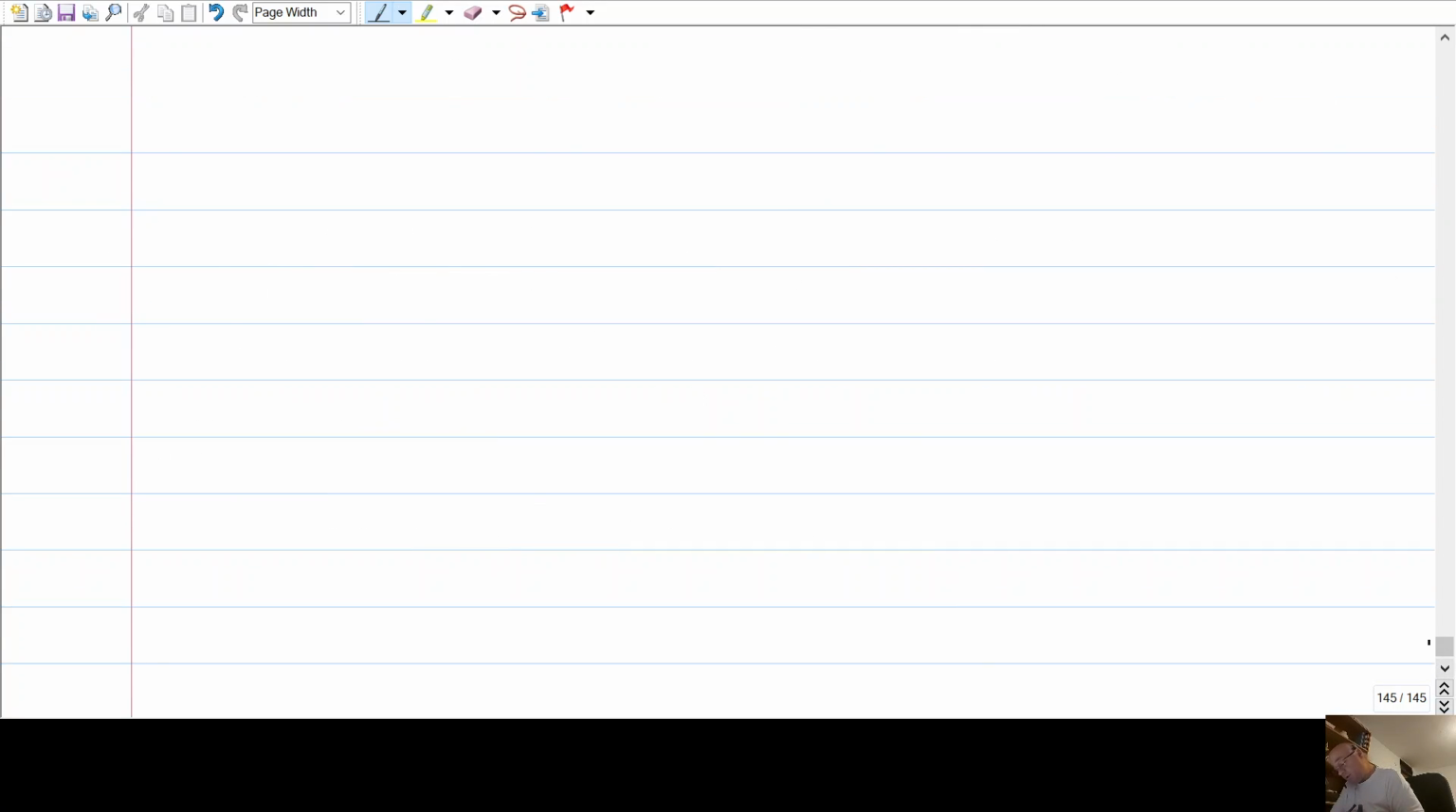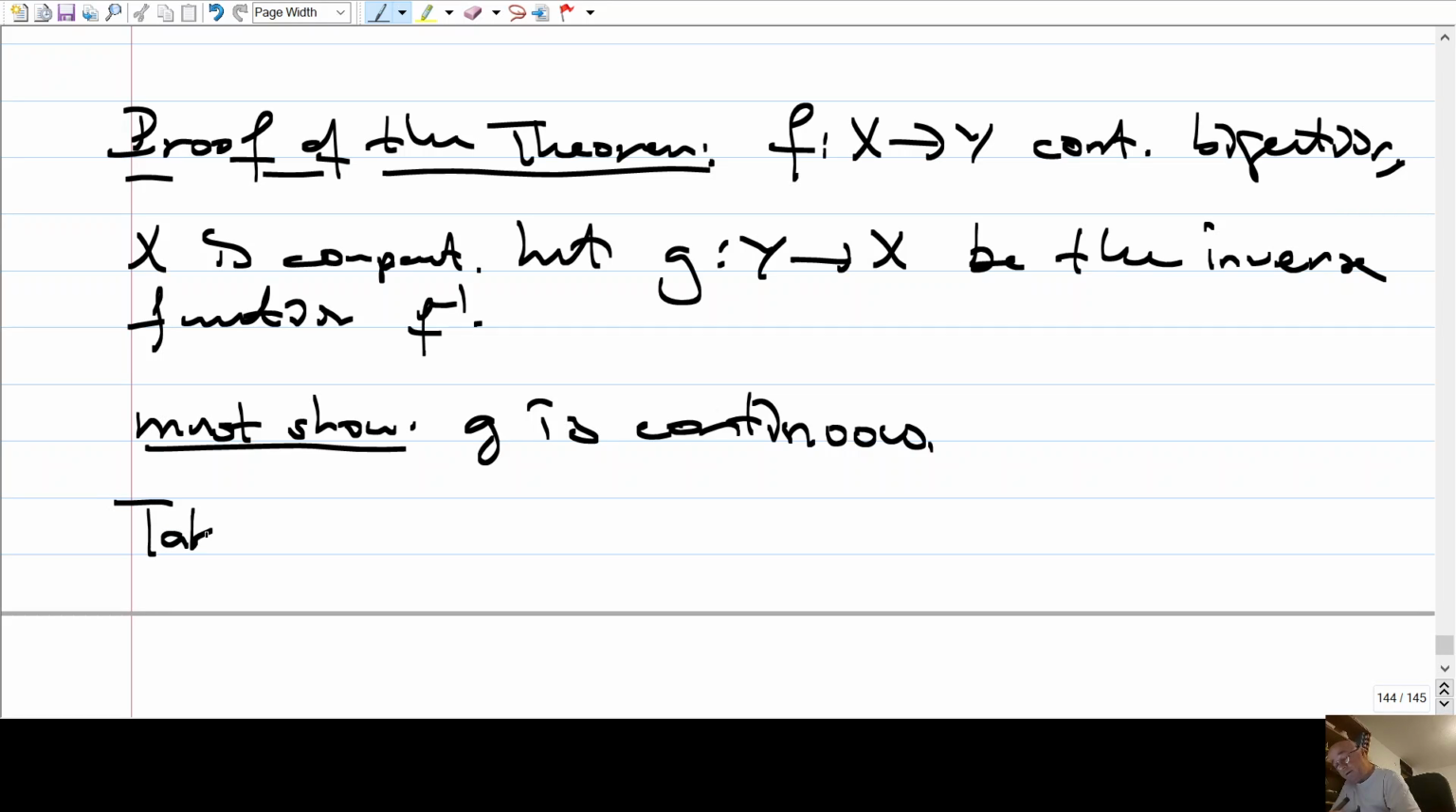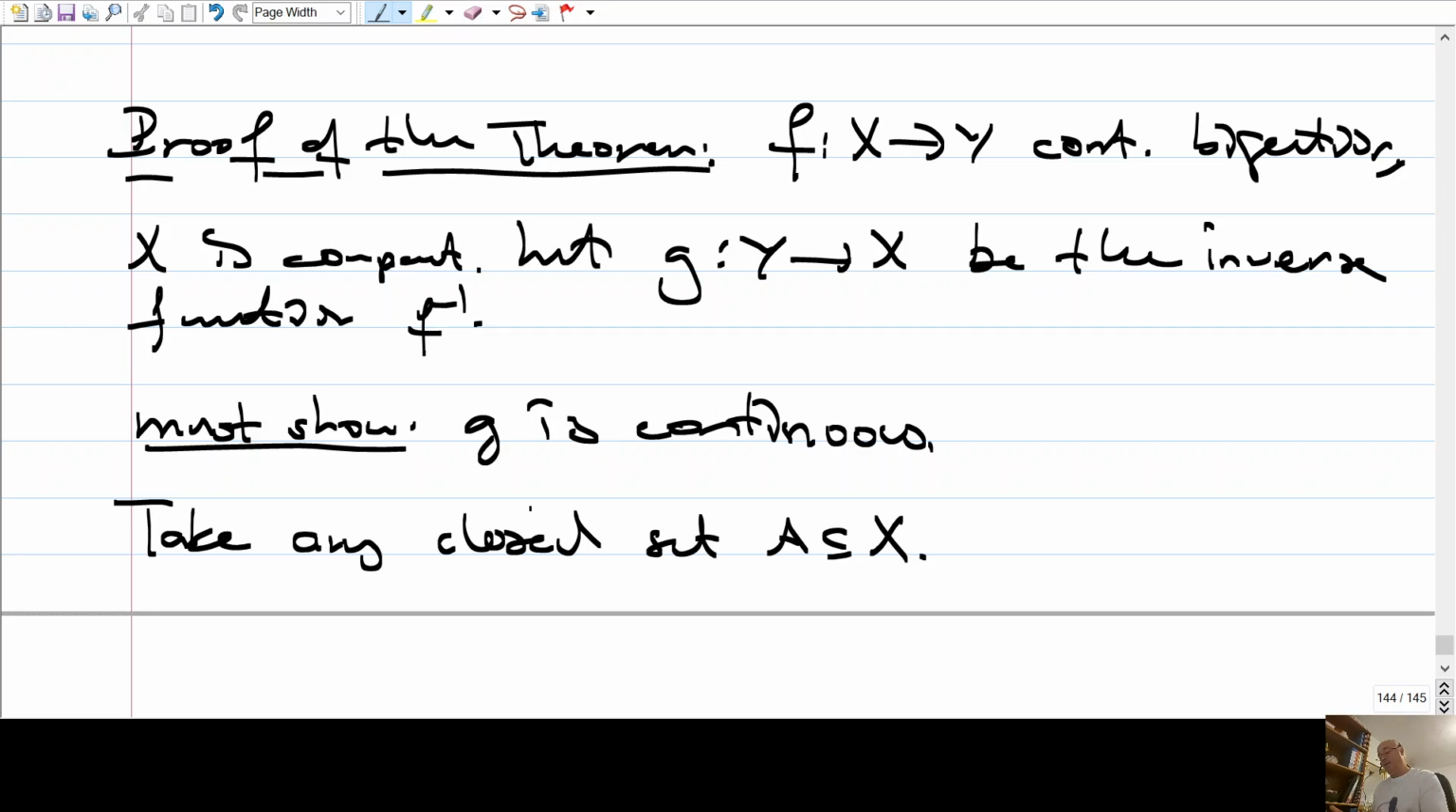How can we show g is continuous? Well, take any closed set A in X. Remember equivalent forms of continuity. One of them was the epsilon-delta definition. The other one was that the inverse image of any open set must be open, or the inverse image of any closed set must be closed. So I use that characterization of continuity. I take a closed set A and we must show that g inverse of A is closed.